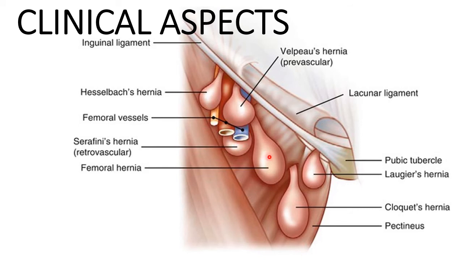If the hernial sac is present in the center of the femoral triangle, that is called a femoral hernia. And sometimes the hernial sac is present most medially, just below the pubic tubercle. That type of hernia is called Laugier's hernia.